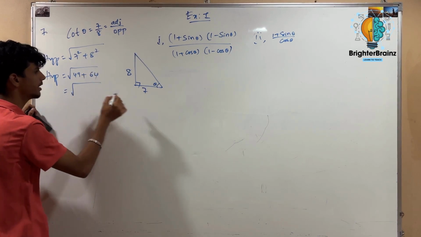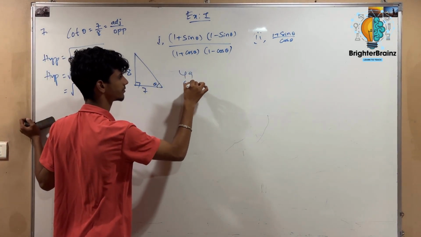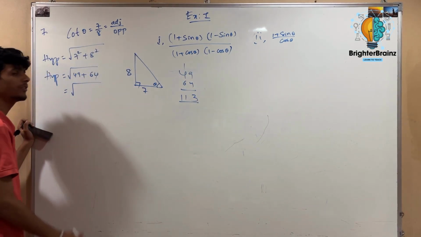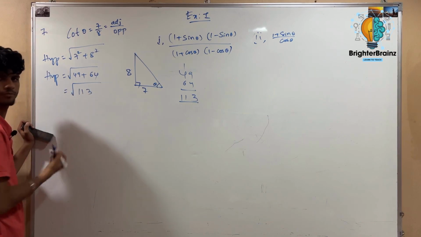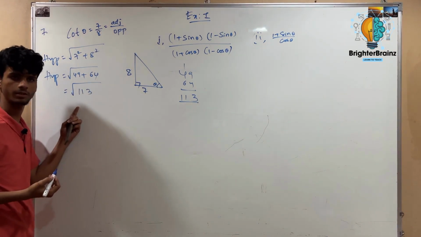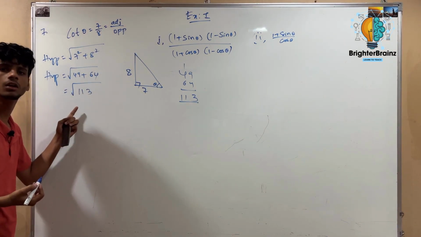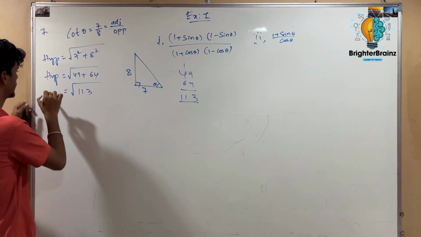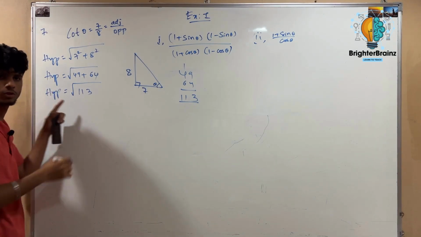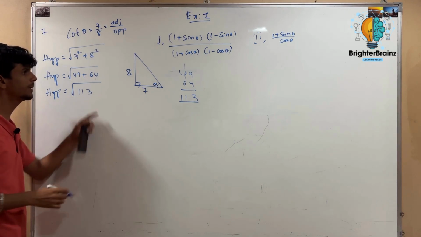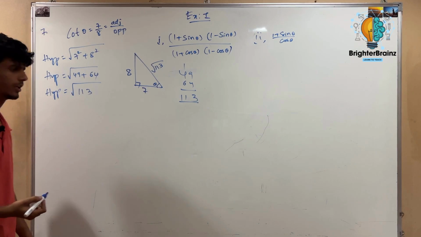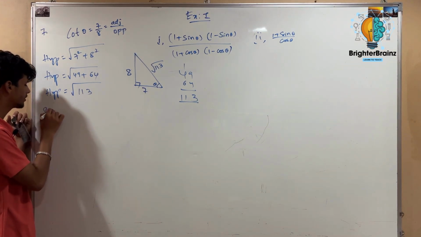Root over 49 plus 64 is, what's the value of it? 113. So it is not a perfect square number, is it? 113 is not a perfect square number. So we have to keep it like this only, we don't need to solve anything more. So hypotenuse value will be root over 113. Done.